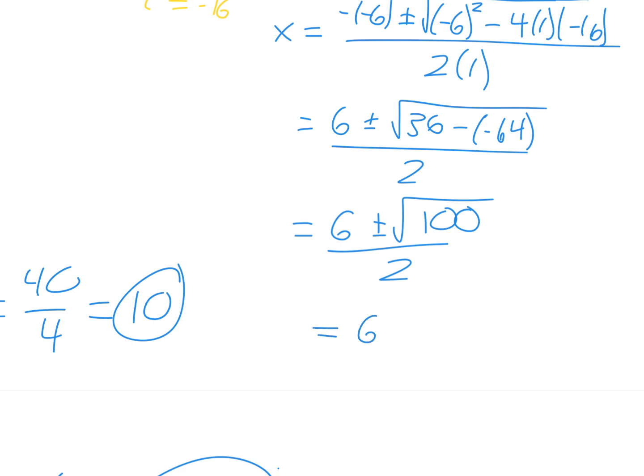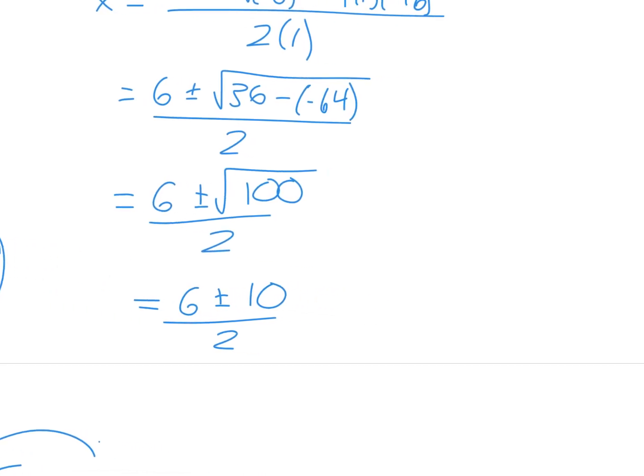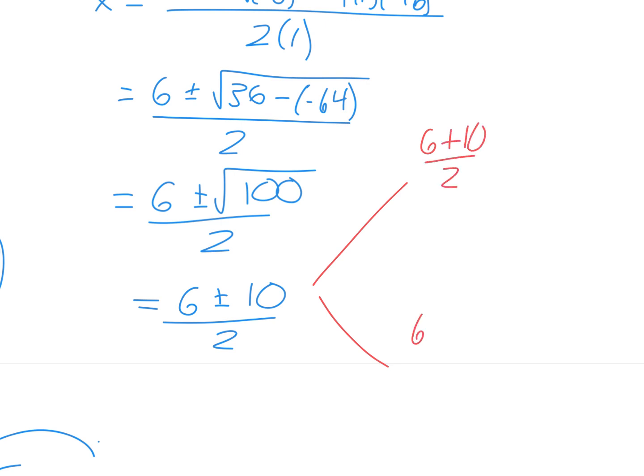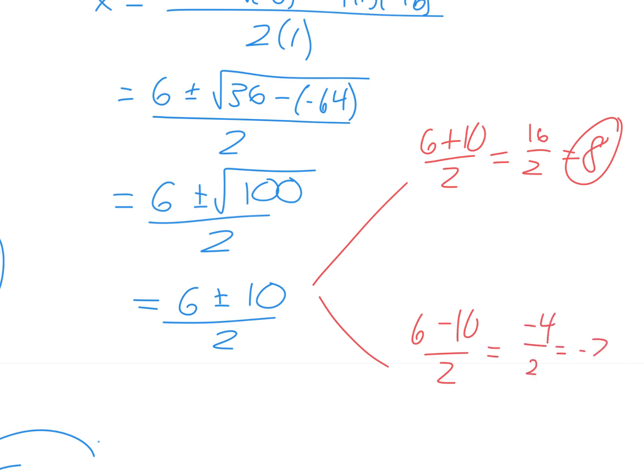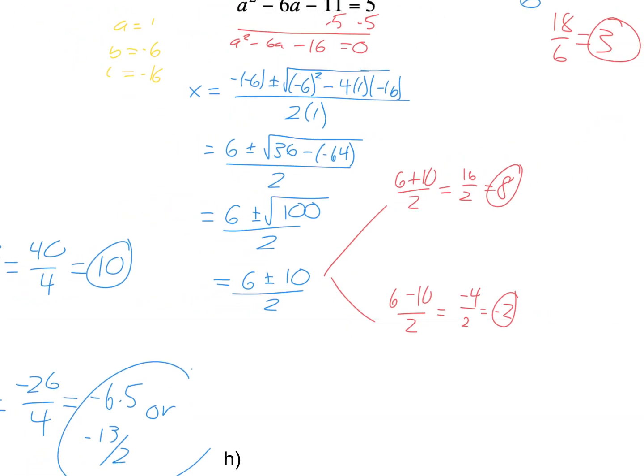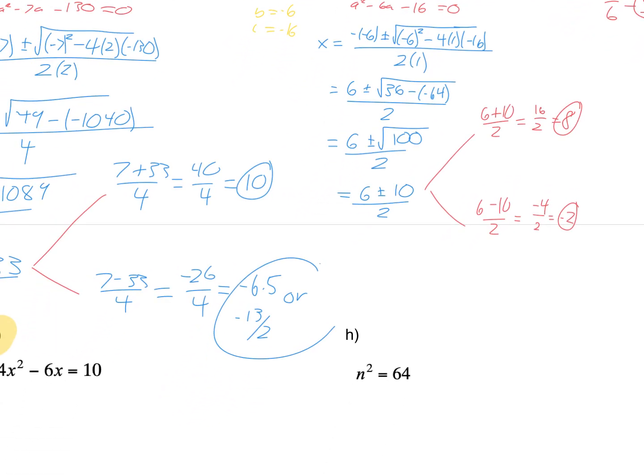So the square root of 100 would simplify to 10. And now I can split into my two separate pieces. So I need to take the positive and negative of 10, so 6 plus 10 divided by 2, and 6 minus 10 divided by 2. Simplifying the top one, we get 16 divided by 2, which is 8. And simplifying the bottom one, we get -4 divided by 2, which is -2. So 8 and -2 are the answers for problem F.